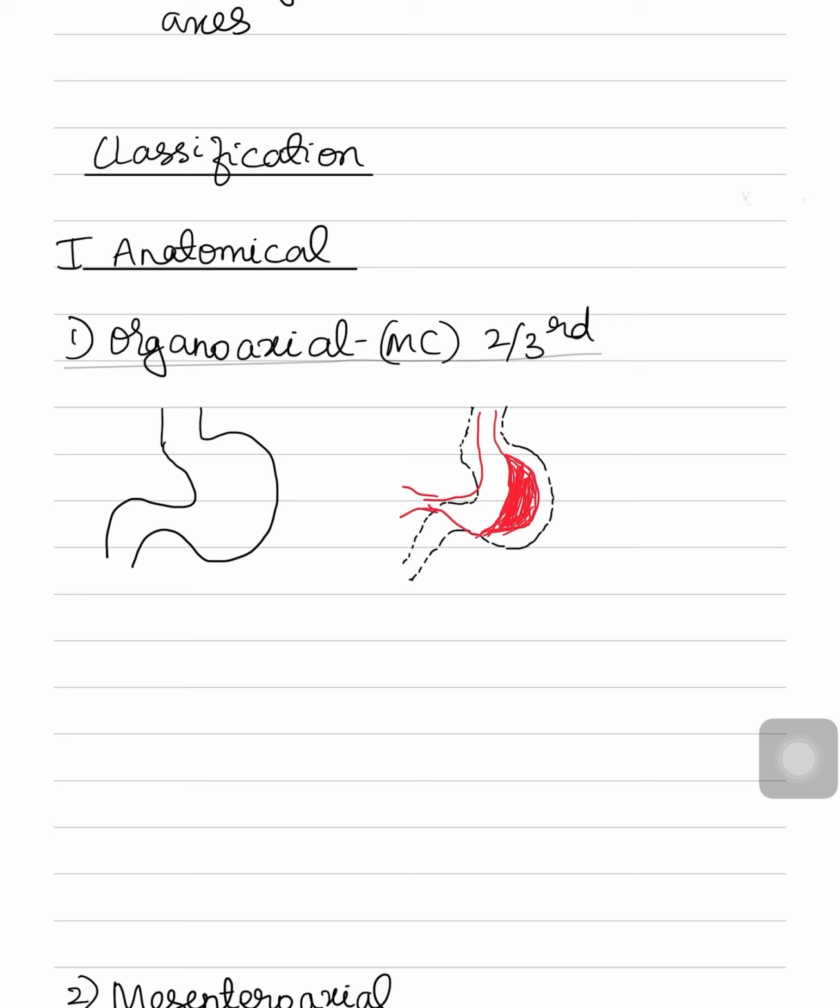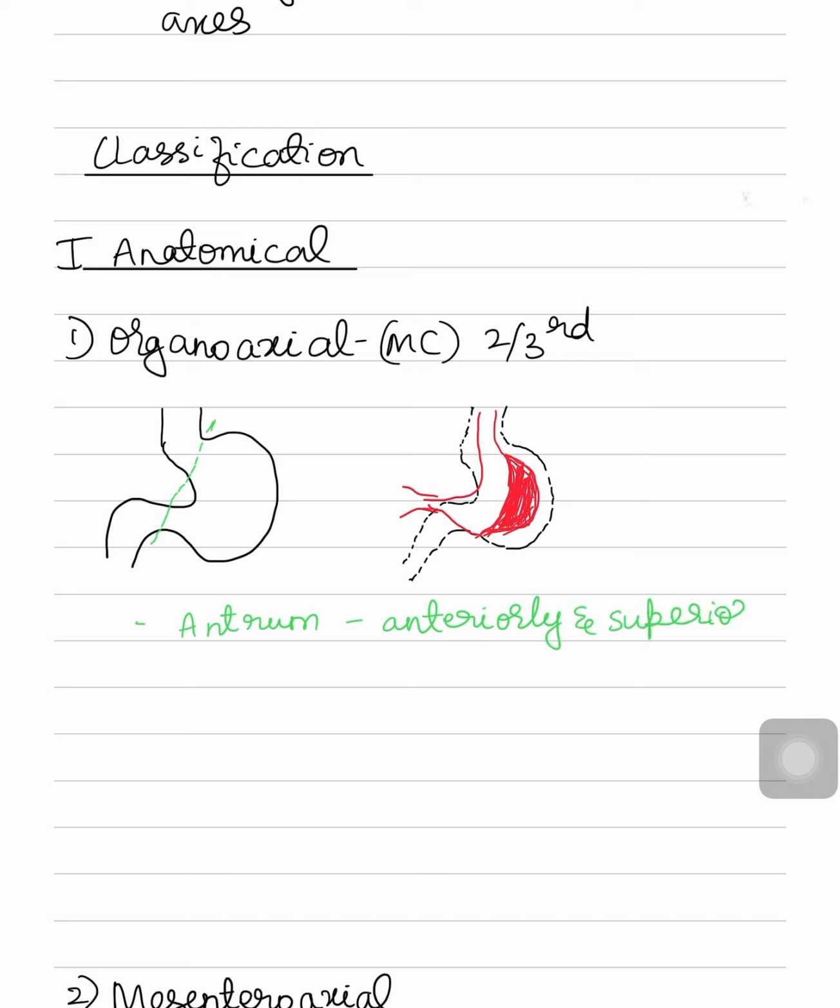So you have a line joining the gastroesophageal junction and the pylorus. This is the long axis of the stomach, so there is rotation of the stomach along its long axis. What happens if it is so? The antrum will come anteriorly. So A for A: anteriorly and goes superiorly.